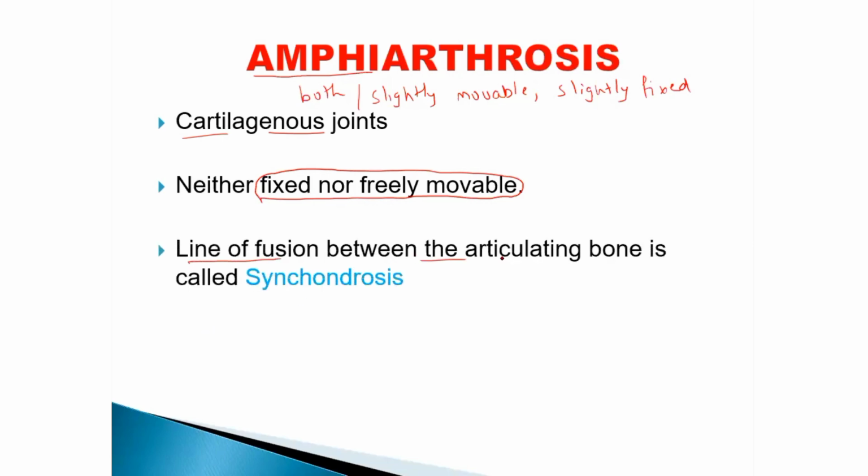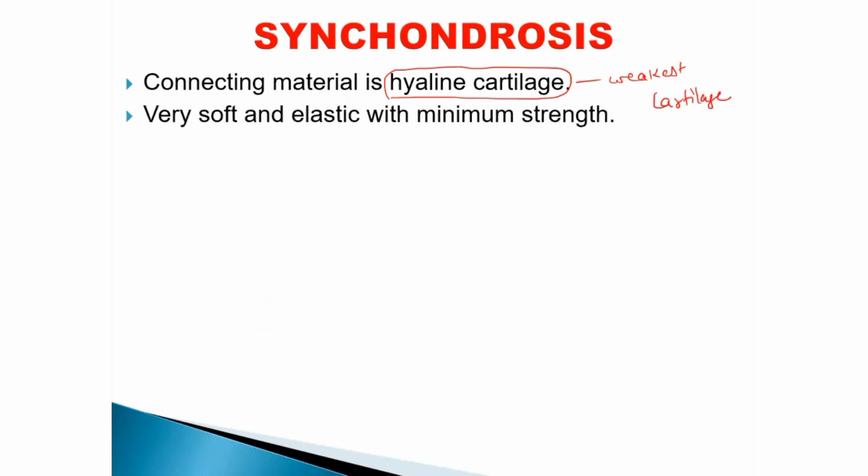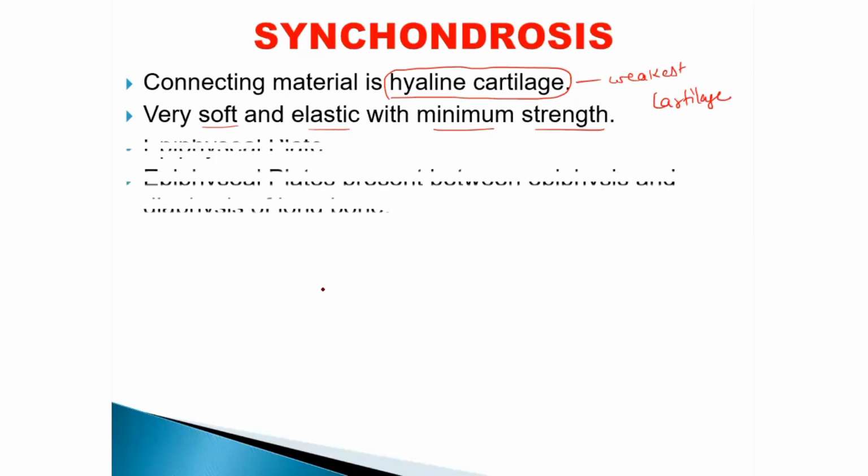The line of fusion between two articulating bones is called synchondrosis. Very important word. Like in synarthrosis, the line of fusion was suture, but here the line of fusion of two articulating bones is called synchondrosis. What is synchondrosis? The connecting material is hyaline cartilage. We have all studied in animal tissues that hyaline cartilage is the weakest cartilage. So it is very soft, elastic, and has minimum strength.